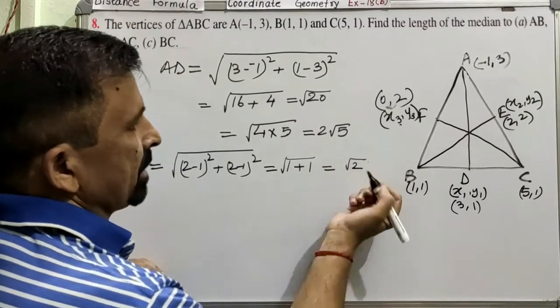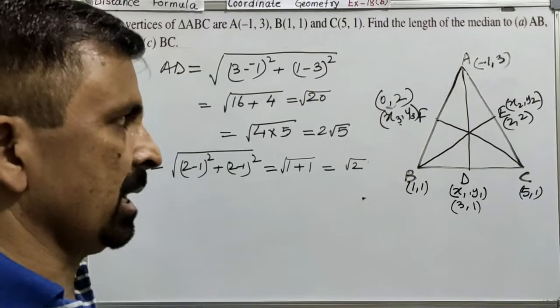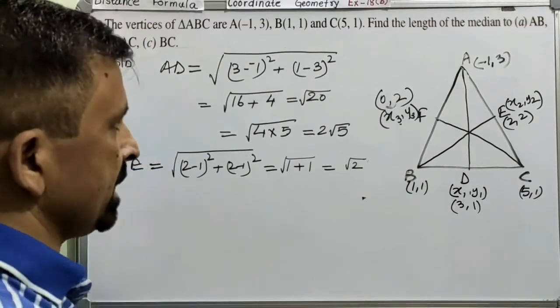And this is a prime number. The radicand is a prime number. It cannot be factorized anymore. So that is the answer. This is the length of your BE.